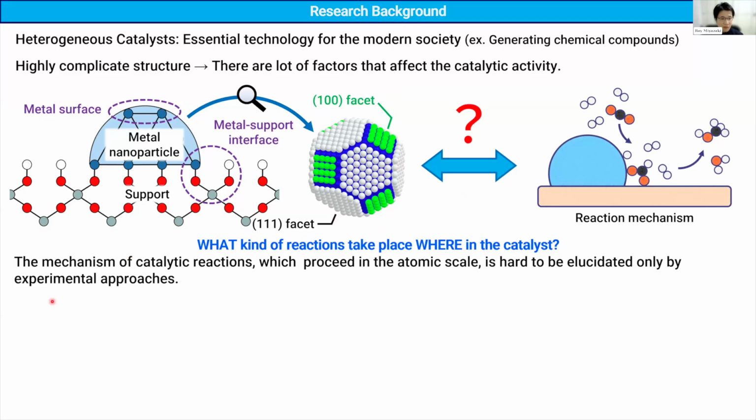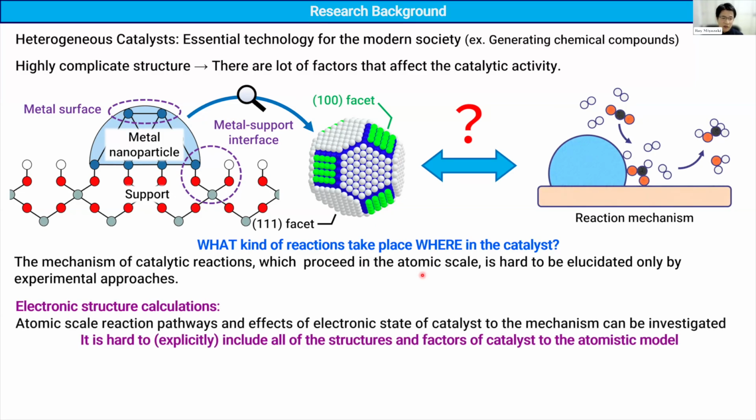And of course, the mechanism of catalytic reactions that proceed at the atomic scale is hard to elucidate only by experimental approaches. Then, electronic structure calculations are useful, because by using them, we can get atomic-scale reaction pathways and the effect of the electronic state of the catalyst on the mechanism. It is a very nice approach, but the problem is that, due to this complexity, it is very hard to explicitly include all of the structures and factors of the catalyst in the atomistic model with ab initio calculations.